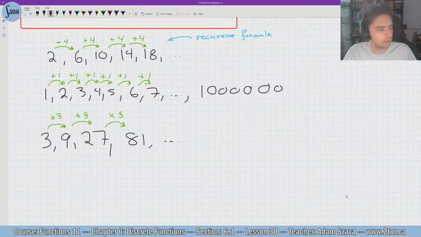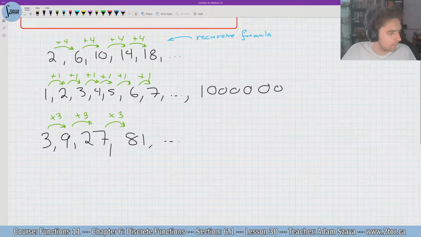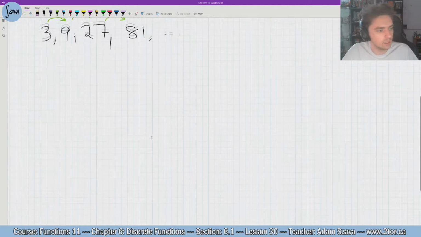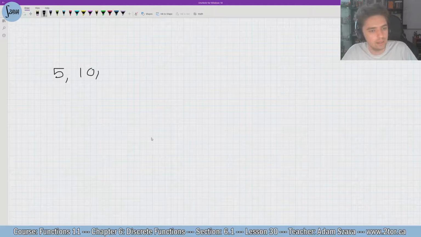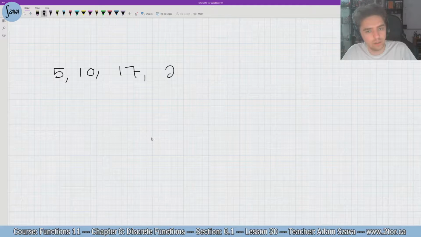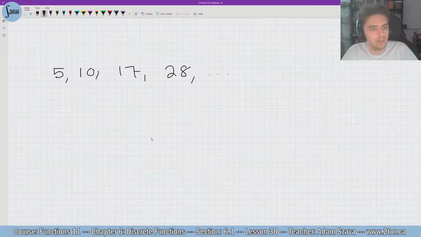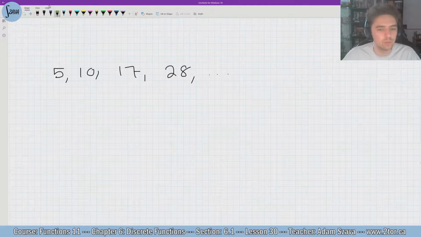And in fact, there can just be some rule to get the term number. What I mean by that, let me look at my notes here quickly, is let's take a look, for example, at this sequence: 5, 10, 17, 28, ... Let's try to see if we can identify some kind of rule for the sequence.